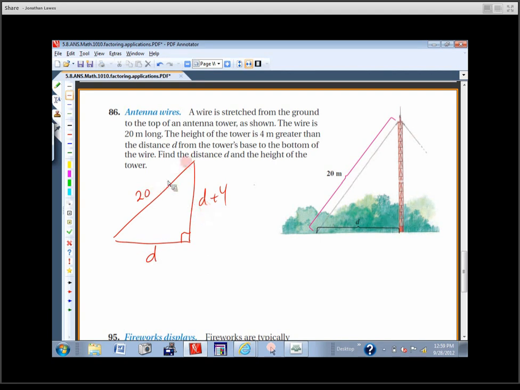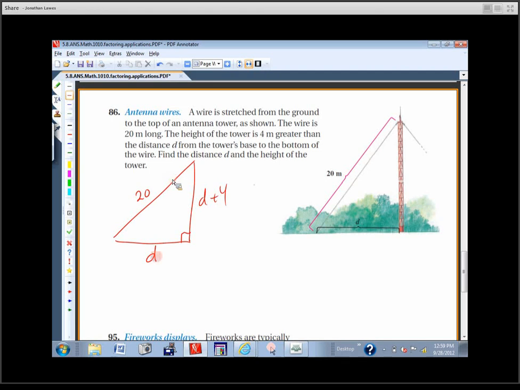Now, the geometry is almost over if you know how this leg and this leg are related to, what do we call this again? Hypotenuse. How are the two legs related to the hypotenuse? John? The square root of d and the square root of d plus 4 equals square root of 20 squared.